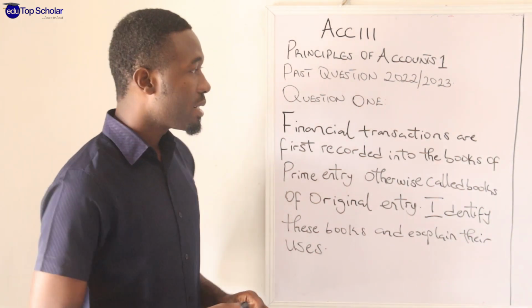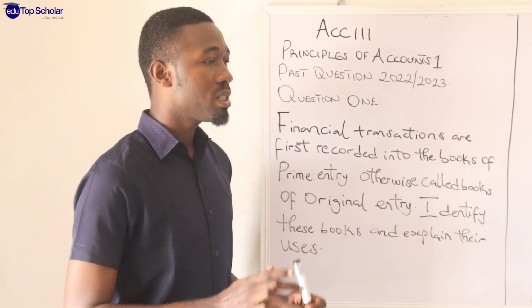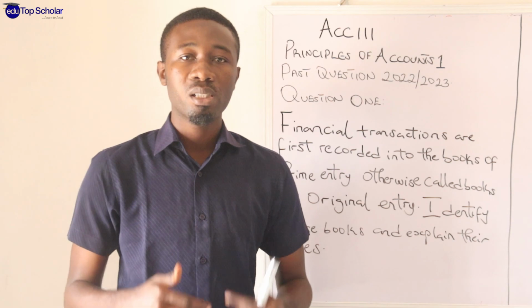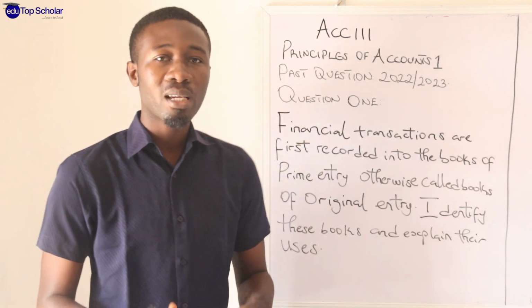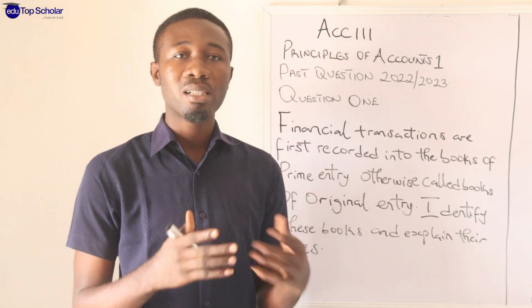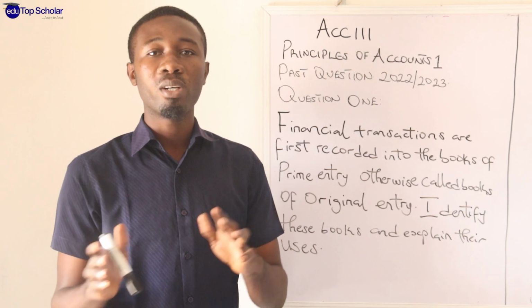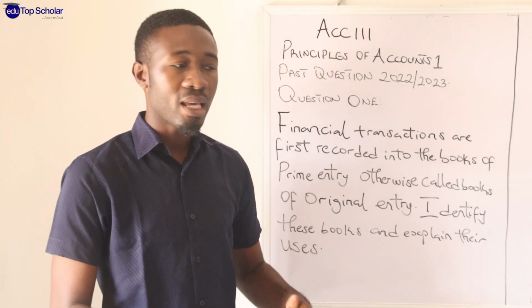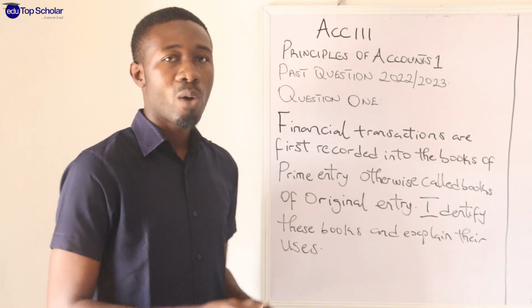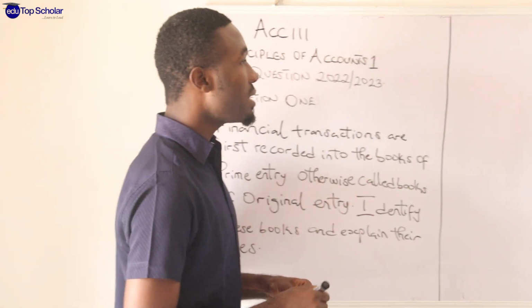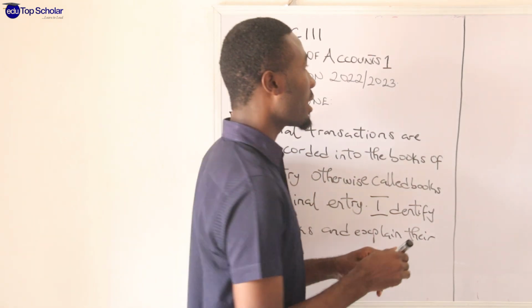Quite simple. There are about 6 books of original entry. Why are they called books of original entry or books of prime entry? They are called books of prime entry because they are the first place any financial transactions of a business are recorded. That is why they are called original entry. They are the first place any transaction of any business is first recorded. And we have about 6 of them. We'll be listing them for exam purpose. Make it simple and make it very clear for your examiner.